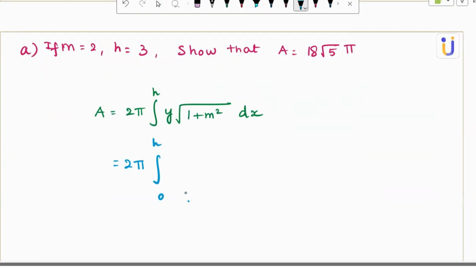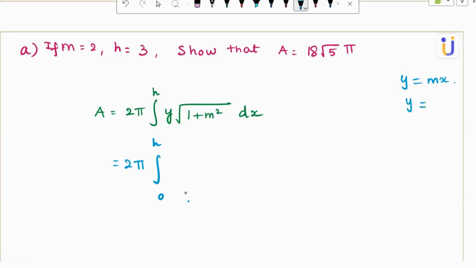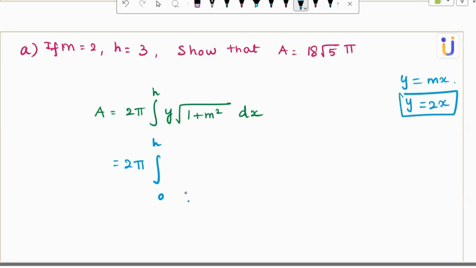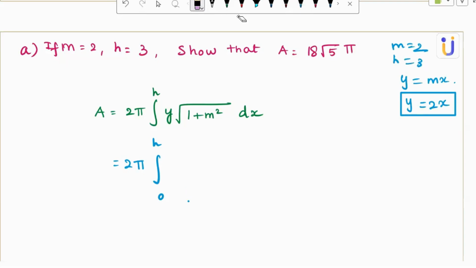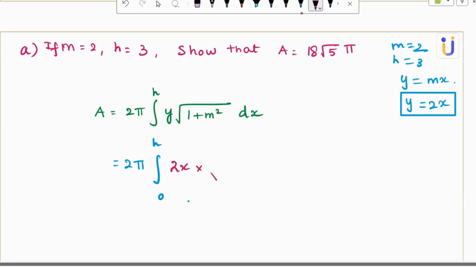And y is mx, so y is equal to 2x; y can be replaced with 2x. M is 2, h is 3, so let's replace whatever is possible: m, h and y. So y is 2x into the square root of 1 plus m squared, and m squared is 2 squared, dx. We can take the constants out: 2 pi, and the 2 is a constant. Then this one is also a constant.